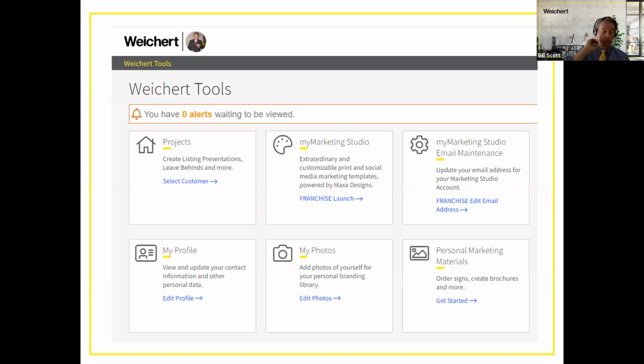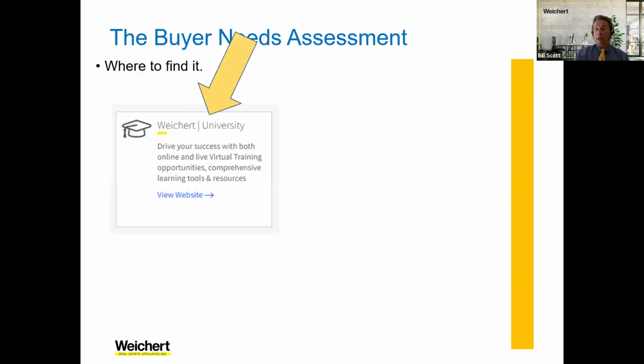So when you log into My Weichert, on the left-hand side of the screen, down at the bottom of the menu list, there is a menu item that says Weichert Tools. When you click on Weichert Tools, it's going to take you to a screen that looks like this with a bunch of tiles. One of the tiles says My Marketing Studio. This presentation is here so that you can customize it, personalize it, and make it your own. When you click on My Marketing Studio, it'll take you here.